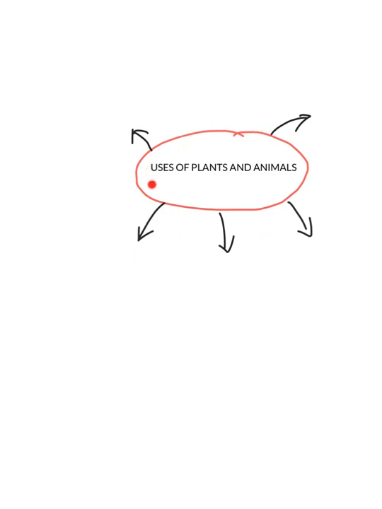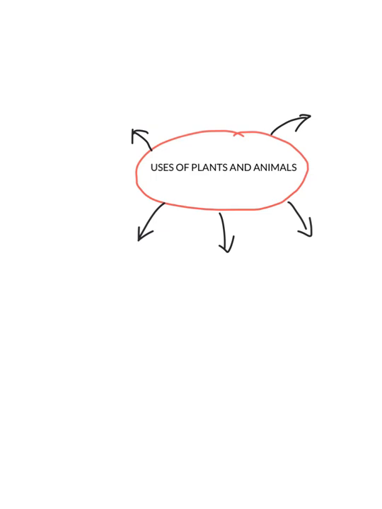In the mind map, we write the name of a thing about which we have to write. जैसे इस लेसन में हमको uses of plants और animals लिखने हैं. So you make arrows and write the uses of plants over here, just like how Didi is writing.